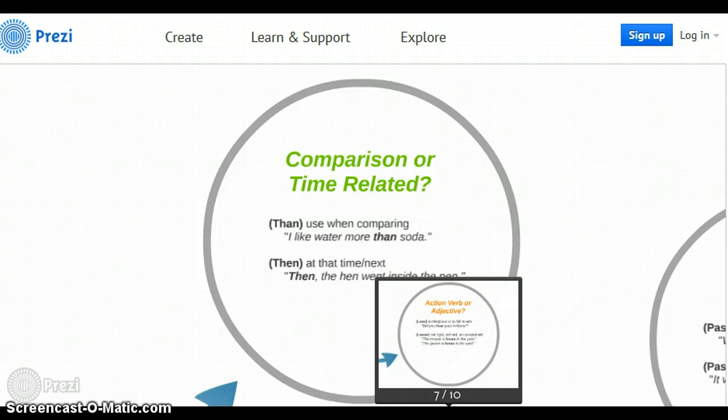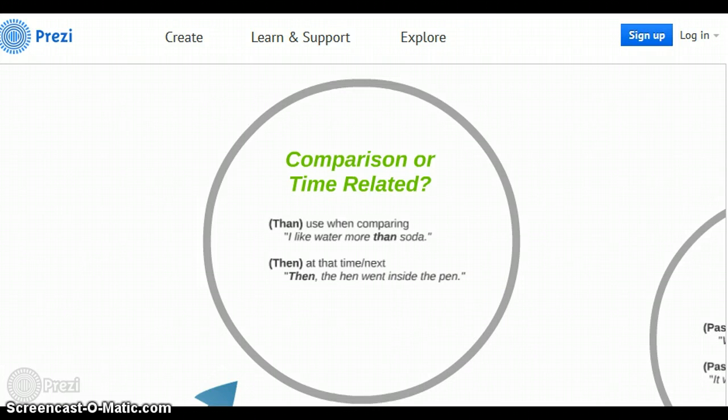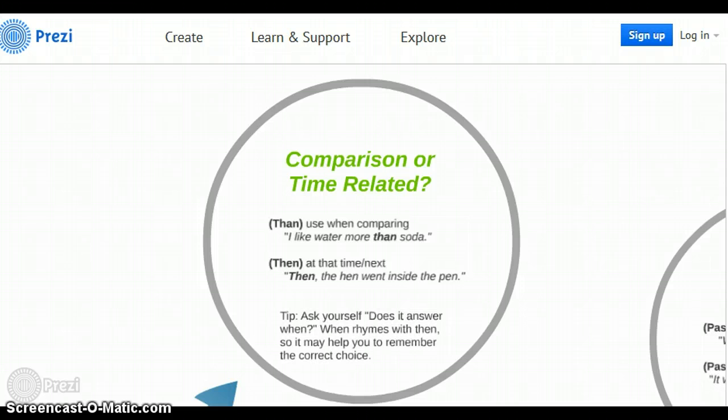These are all E inside the words. And it may help you to remember when to use then with an E when it's related to time or doing something next. Ask yourself, does it answer when? And since when rhymes with then, it may help you to remember the correct choice.